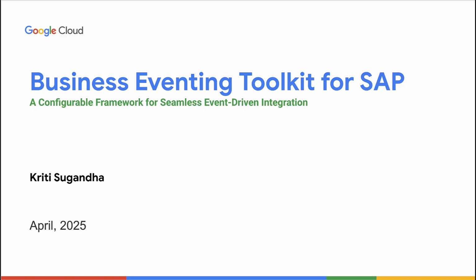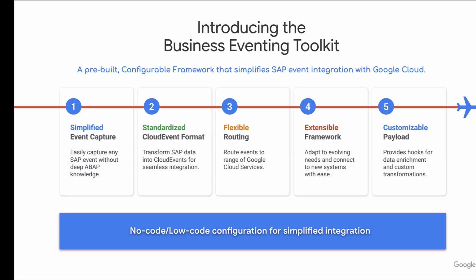Today, we'll see how this toolkit unlocks the potential of your SAP events within the innovative environment of Google Cloud, looking at its core features, the tangible benefits it offers, and of course, showcasing it through some practical demonstrations. So let's get introduced to our key tool, the SAP Business Eventing Toolkit. Think of this as your fast track to connecting your SAP world with the power of Google Cloud events.